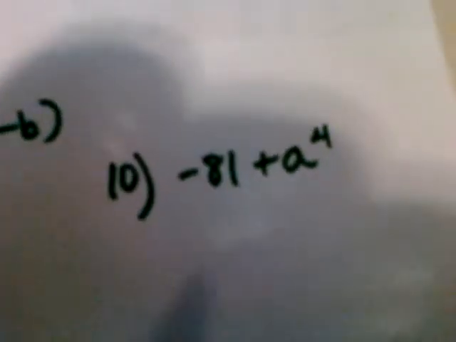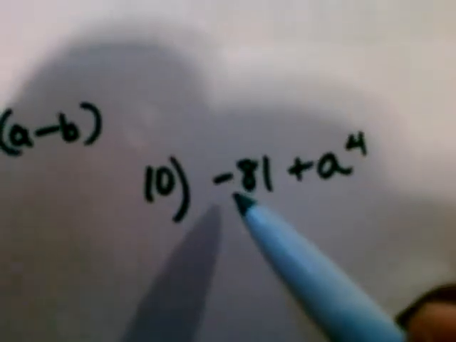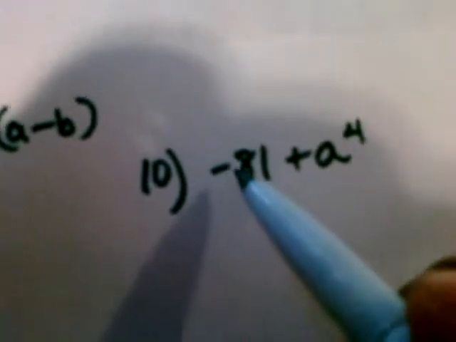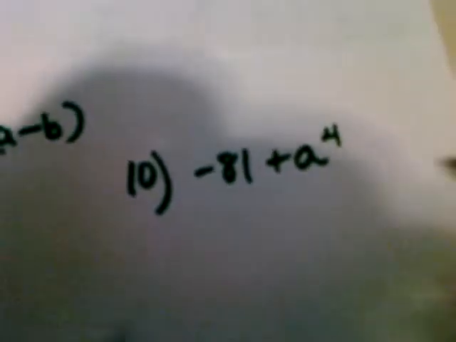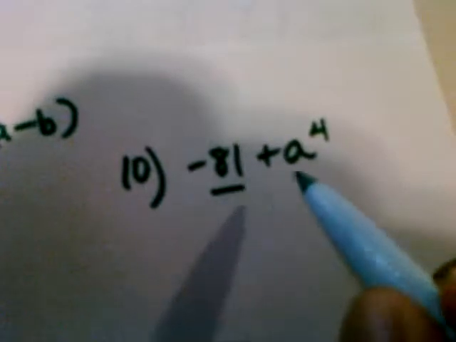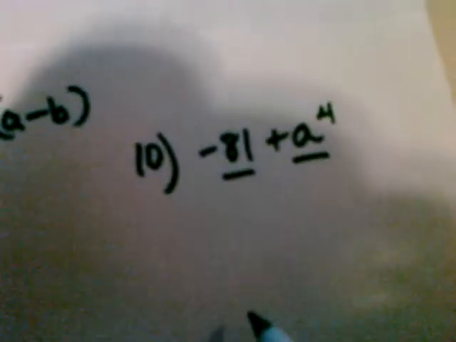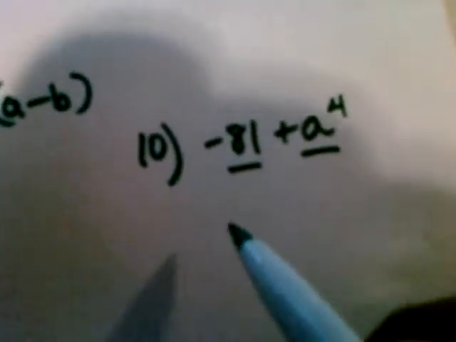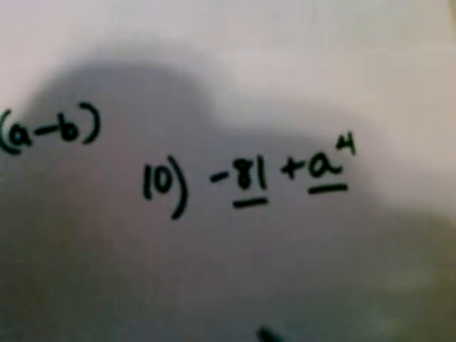Number 10 is a little tricky, and so I wanted to go over it. In number 10, I noticed that my 81, it's negative, is on the left hand side. This is still the difference of two squares because this is a perfect square and this is a perfect square. However, I can use the commutative property to rewrite this so it looks just like the other problems.